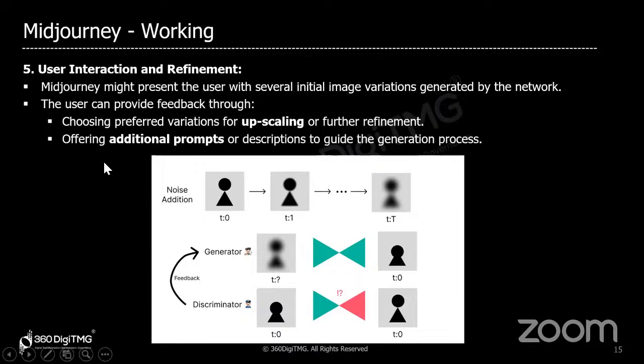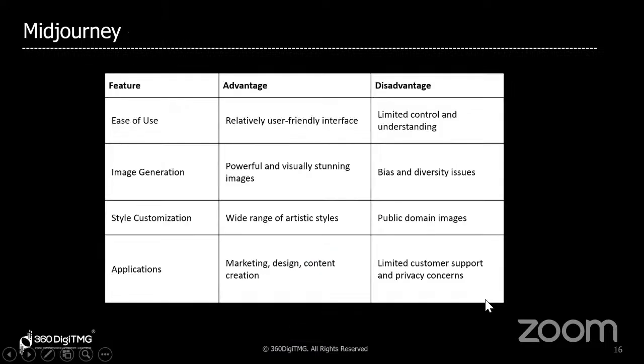So here what we are doing is adding noise. Noise addition is happening. The generator will add some noise in the image. See, this is the noise. We are adding that purposefully. And the discriminator, like a police officer, will try to distinguish between the real and the fake images, so that we will get the high quality image. So this is all our Midjourney tool is about.